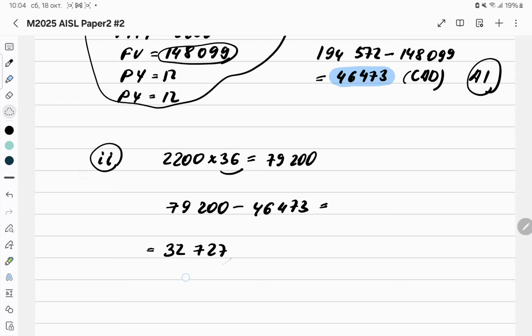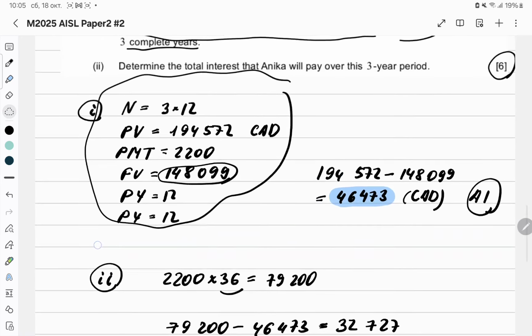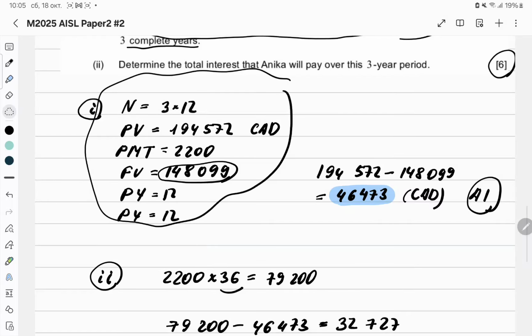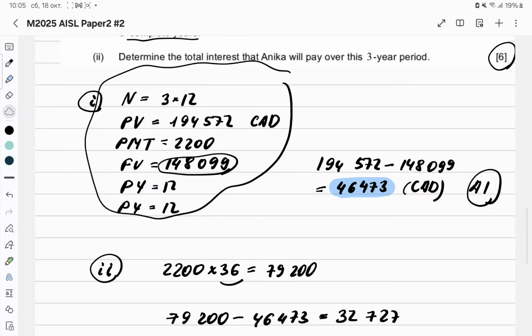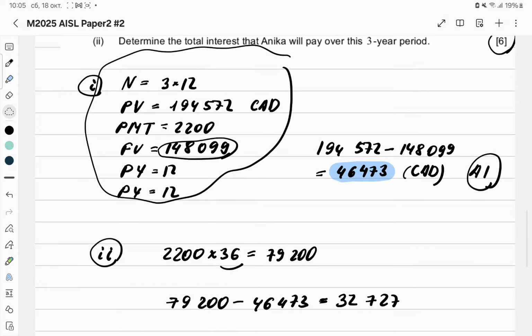Okay, so what we have obtained is the answer to the question. It's the total interest that Anika will pay over this 3-year period. Okay, hope this question was clear.